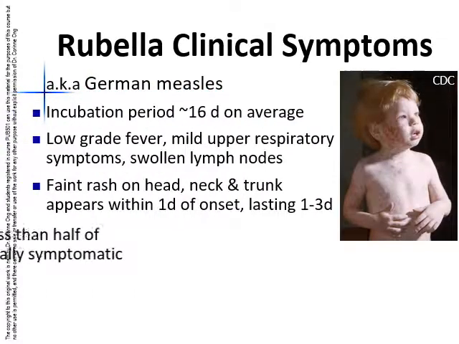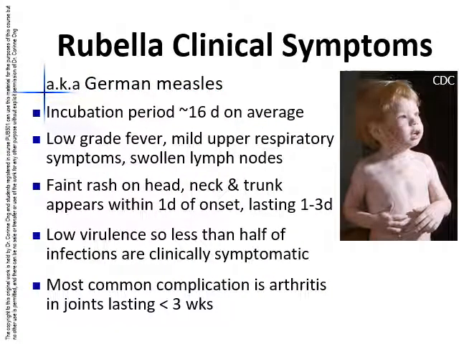Rubella is also known as German measles. The incubation period is more than 2 weeks, after which a low-grade fever, mild upper respiratory symptoms, and swollen lymph nodes present with the appearance of a faint rash on the head, neck, and trunk within 1 day of onset, lasting 1 to 3 days. The virulence of the rubella virus is low, so less than half of the infections have clinical symptoms. One of the most common complications is arthritis in joints, lasting less than 3 weeks.